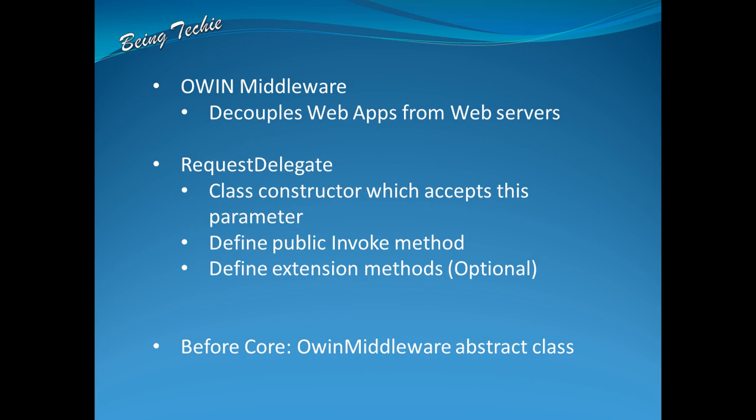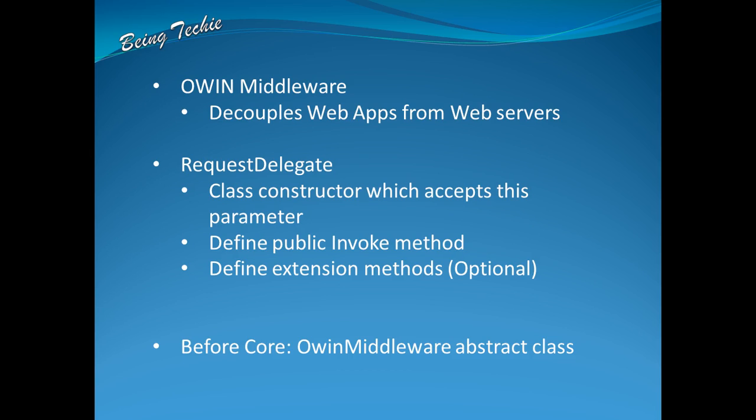Here, any class with a constructor having a parameter, a delegate called request delegate, and a public method called Invoke which accepts HTTP context can be used as a middleware component. This defines a middleware component, and additionally we can create one extension method which is just a convenience to add this component into the actual middleware request pipeline.